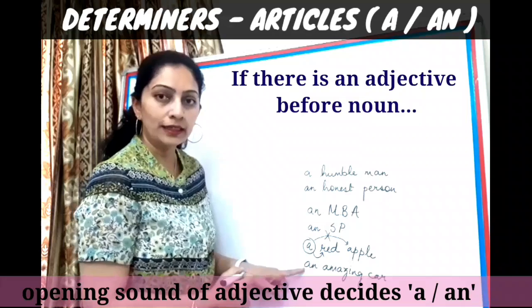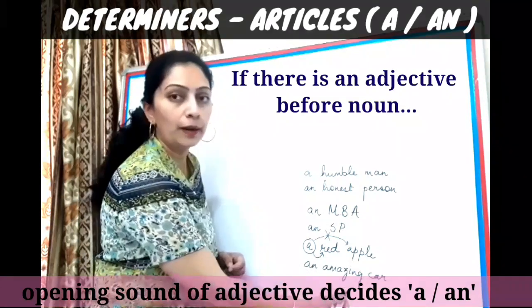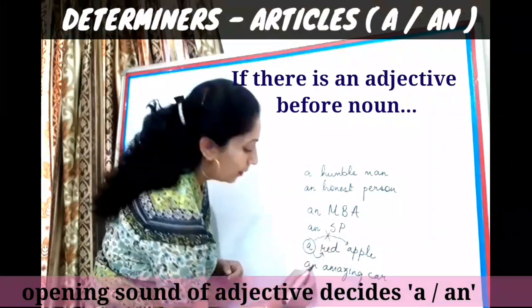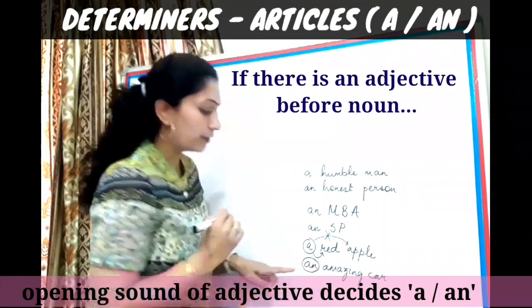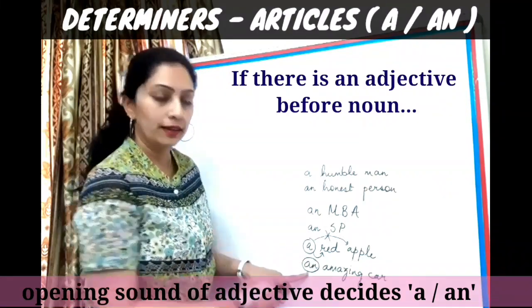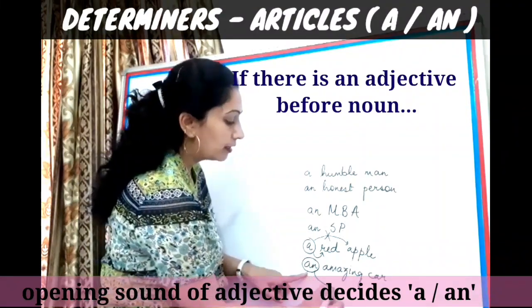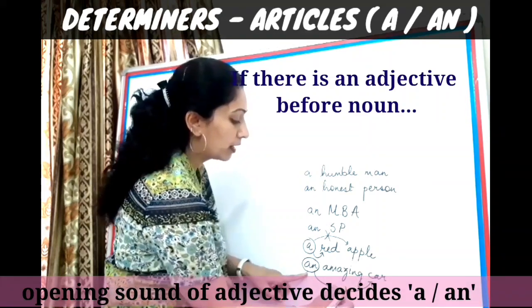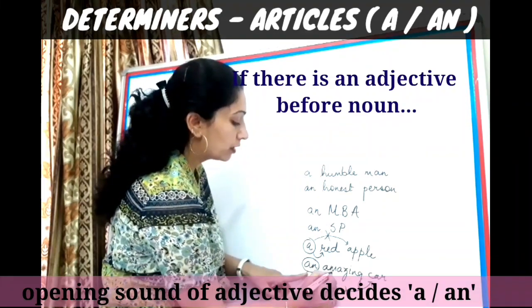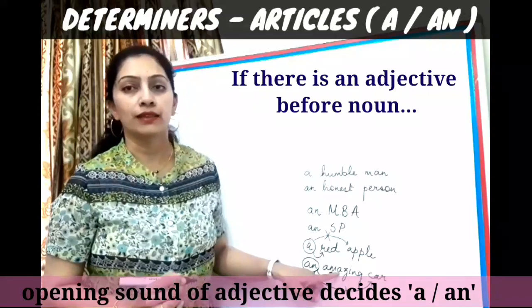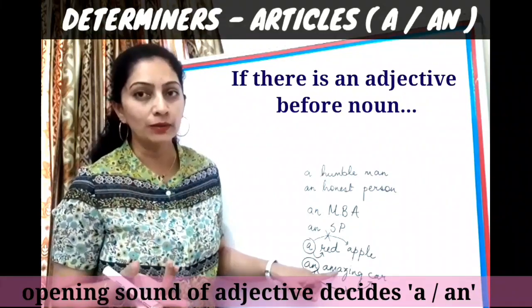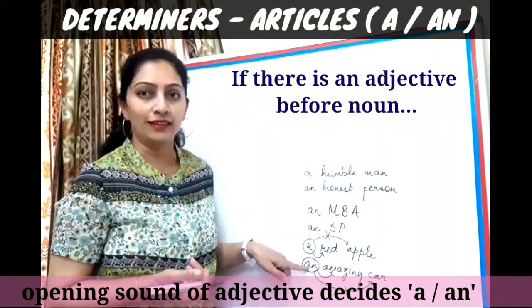Look at the next line. An amazing car. Okay, I have put an indefinite article here, an. But this indefinite article is not for the noun car, but it is for the adjective amazing. Because amazing starts with a vowel sound, I have used an here.